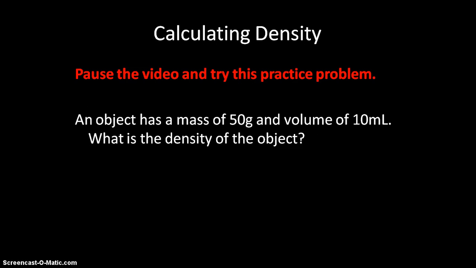So now that we've had a chance to work a problem together, I want you guys to try it on your own. So here in just a second, I'm going to ask you to pause the video and try the problem below. Let's read that together. An object has a mass of 50 grams and a volume of 10 milliliters. What is the density of the object? Now remember from before, density equals mass over volume, or mass divided by volume. So right now I want you to pause the video and see if you can calculate the density of this object. Remember how we should write our units, and please try to show your work.